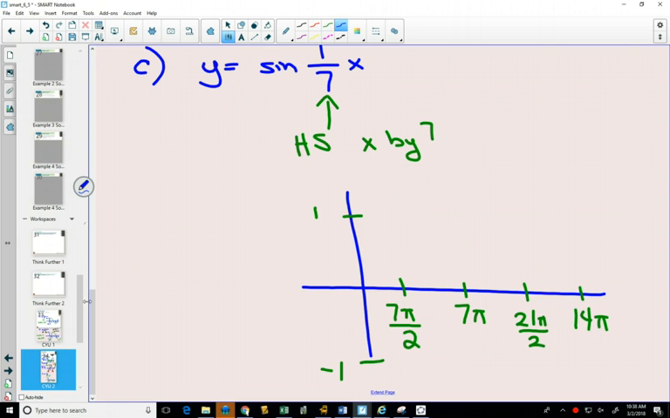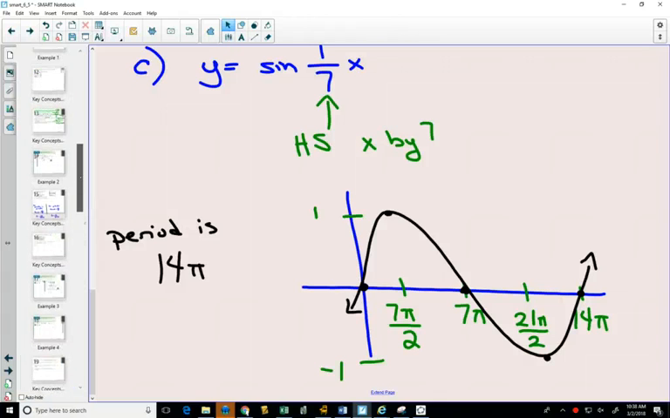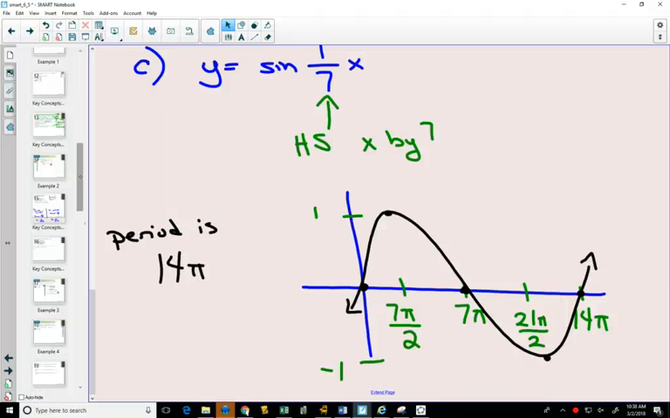Where does the sine graph start? The sine graph starts in the middle going up. So we go from middle to maximum to middle to minimum to middle. And so we get that our period is 14 pi.